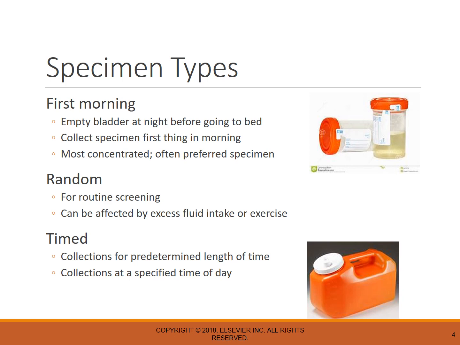To collect a first morning specimen, the patient voids before going to bed and immediately on rising from sleep to collect the urine specimen. Because the specimen has been retained in the bladder for about 8 hours, the specimen is ideal to test for substances that require concentration or incubation for detection, for example, nitrites and protein.